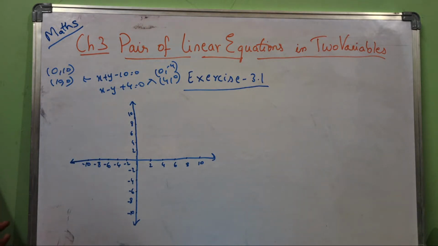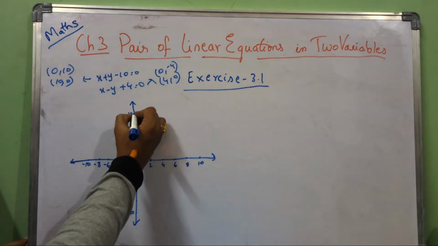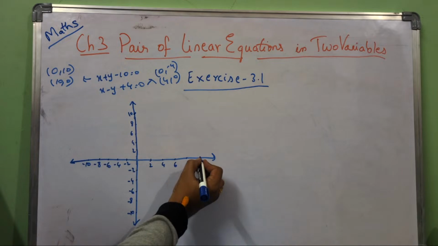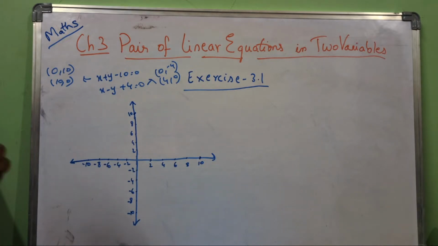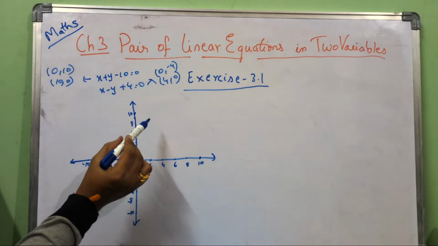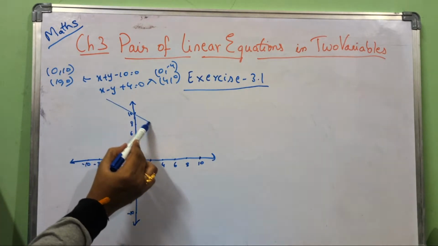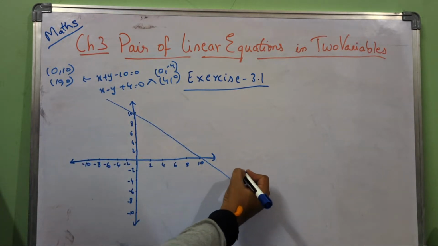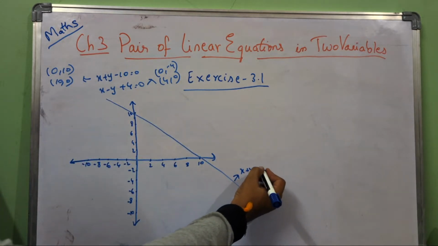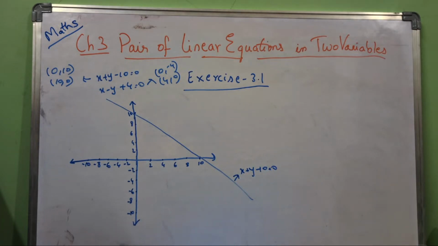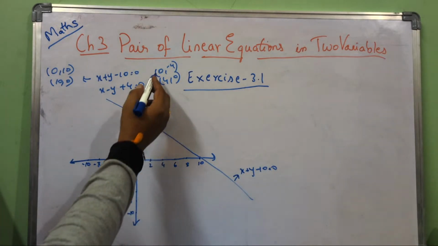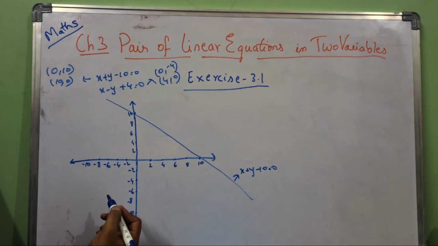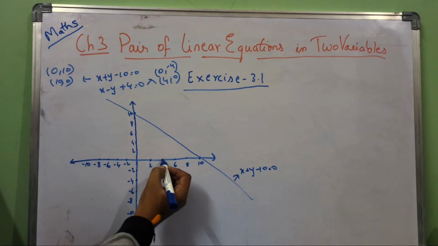So the first one is 0, 10. So 0, 10 is the first point. The second point is 10, 0. This is a straight line, x plus y minus 10 equal to 0. Second equation: x is 0, y is -4, so 0, -4 is this point. Then y is 0 and x is 4, so 4, 0 is the second point.